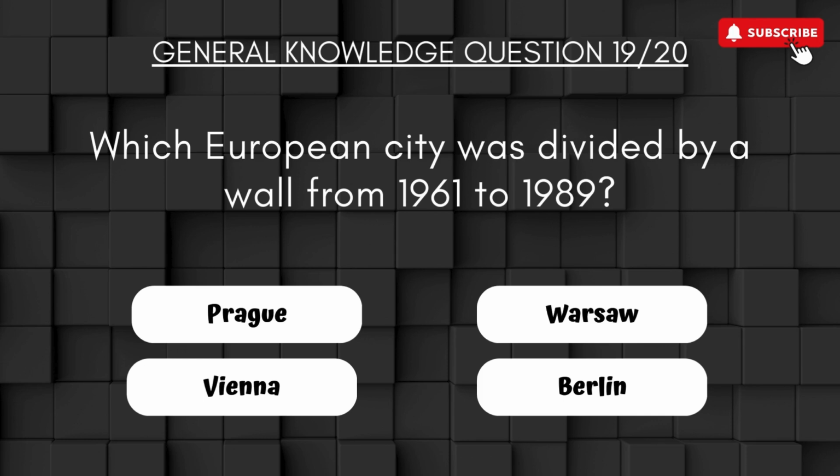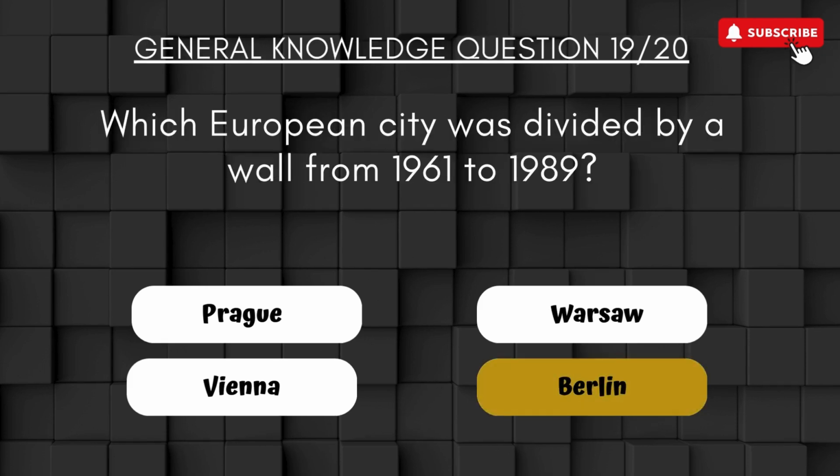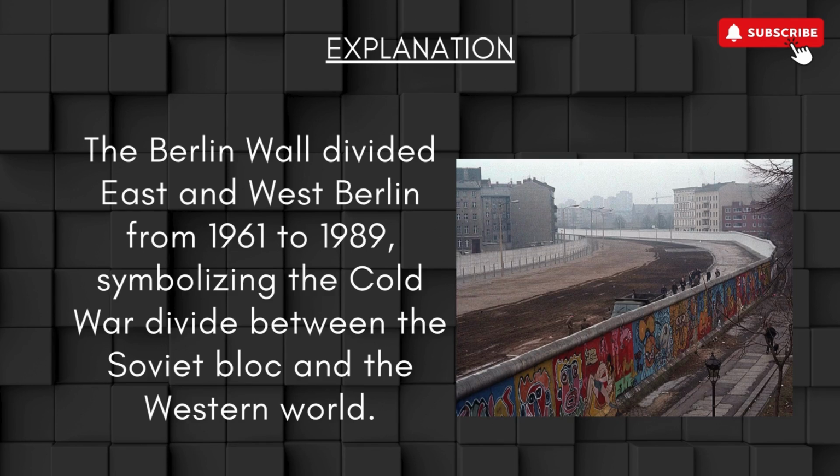Which European city was divided by a wall from 1961 to 1989? The Berlin Wall divided East and West Berlin from 1961 to 1989, symbolizing the Cold War divide between the Soviet bloc and the Western world.